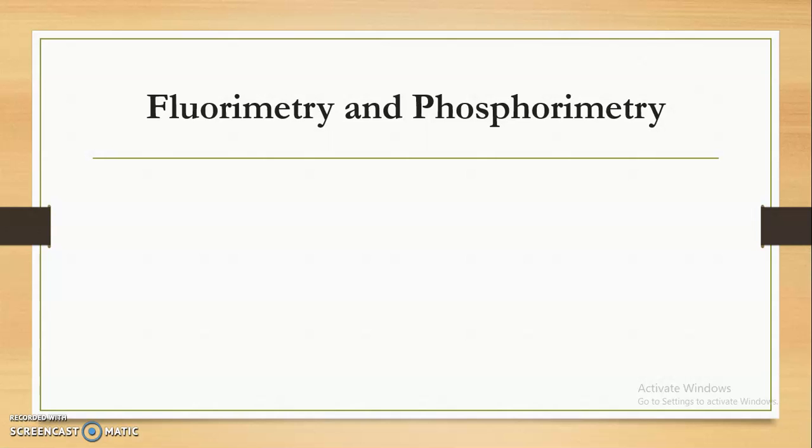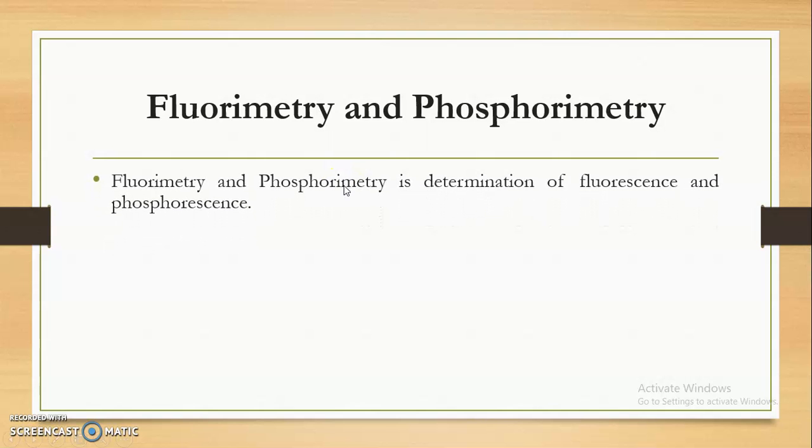Now, in previous videos, we have covered different spectroscopy techniques like IR spectroscopy, ultraviolet spectroscopy, atomic absorption spectroscopy, mass spectroscopy, Raman spectroscopy, as well as NMR spectroscopy. The next analytical spectroscopy technique that we are going to discuss is fluorimetry as well as phosphorimetry. Fluorimetry and phosphorimetry is the determination of fluorescence and phosphorescence.